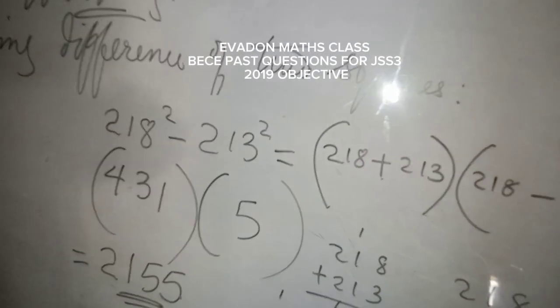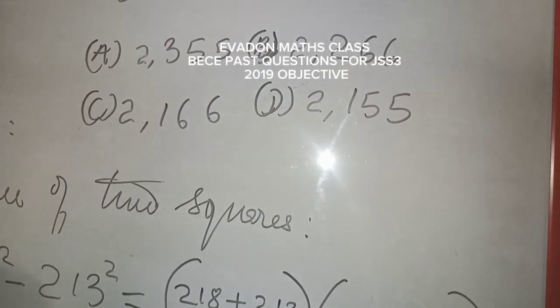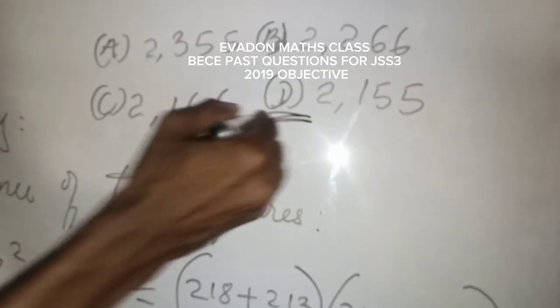So you come to your options here, and you see your option 2,155 as option D.